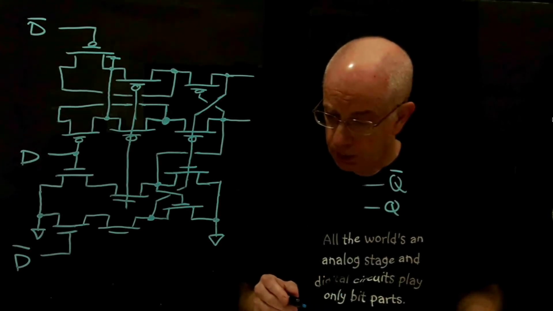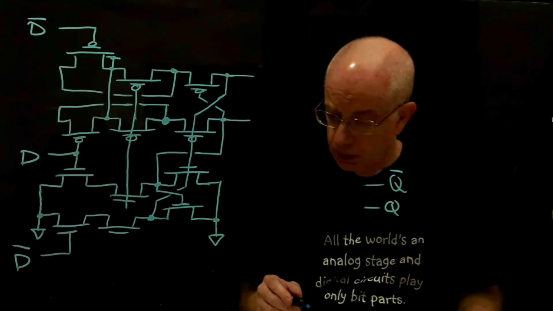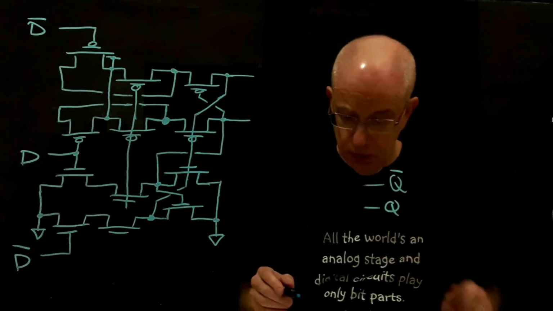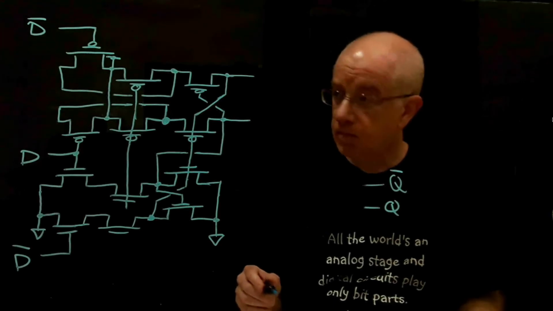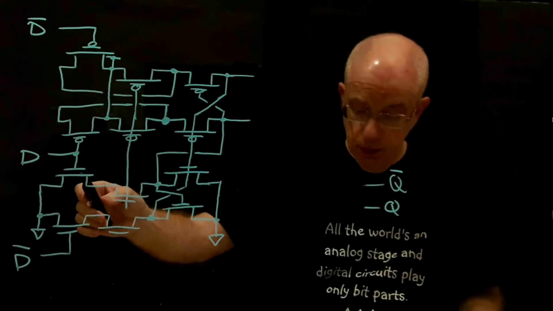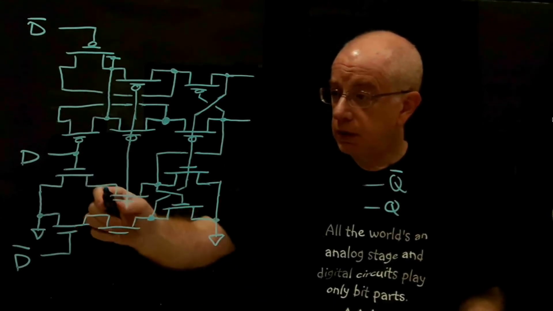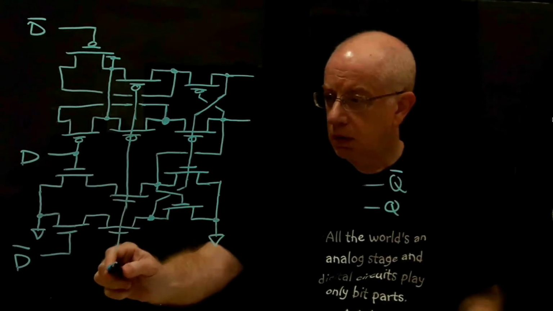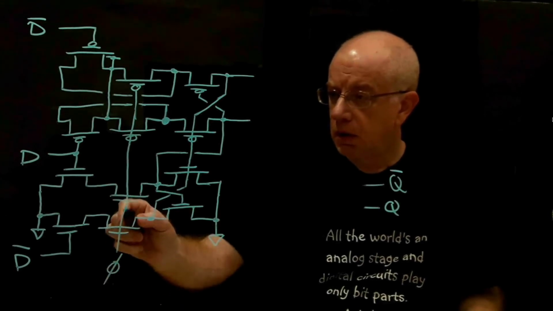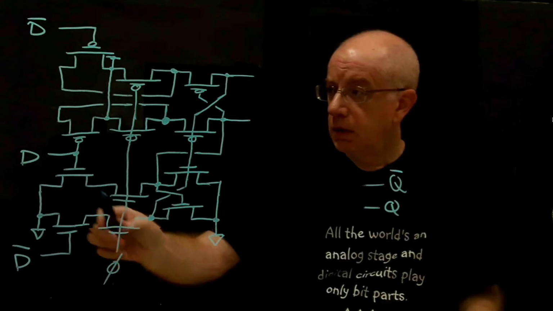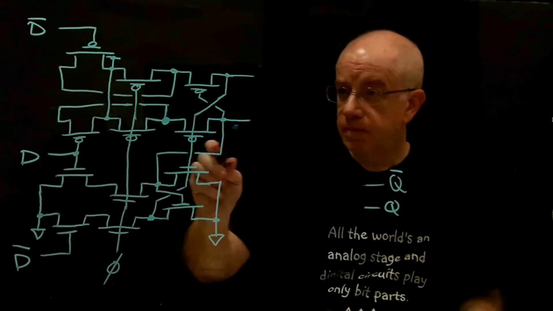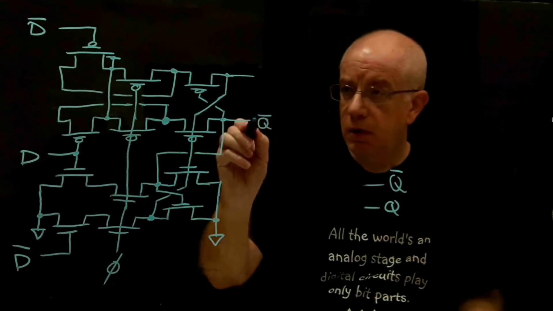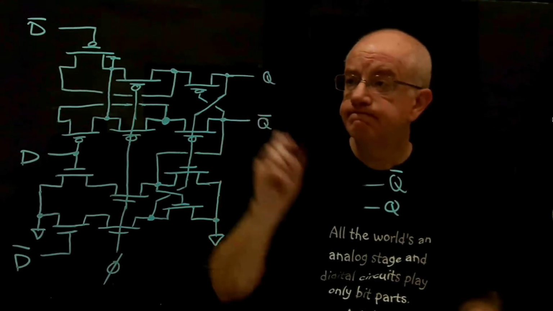And see. The one that D pulls down on should be Q bar. So it means this is Q bar and this is Q.